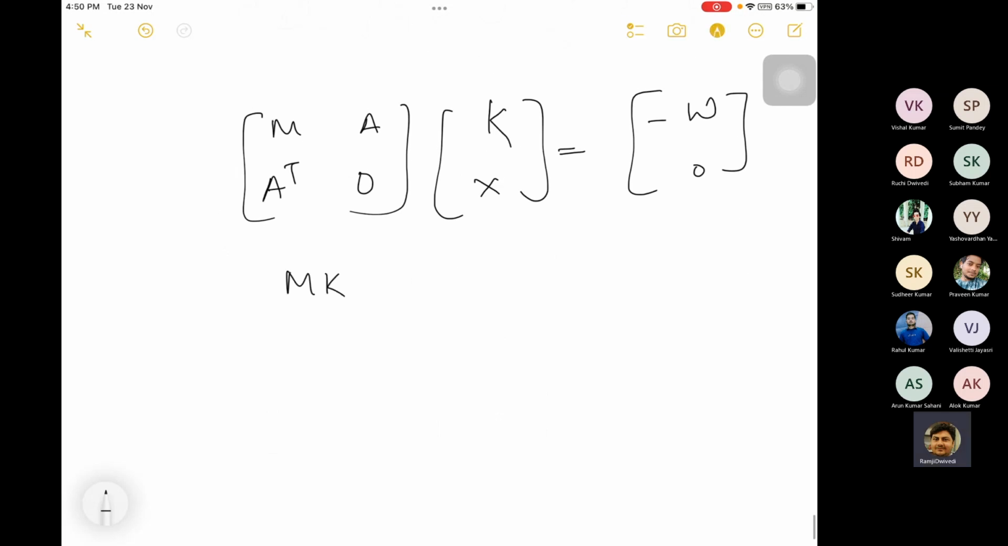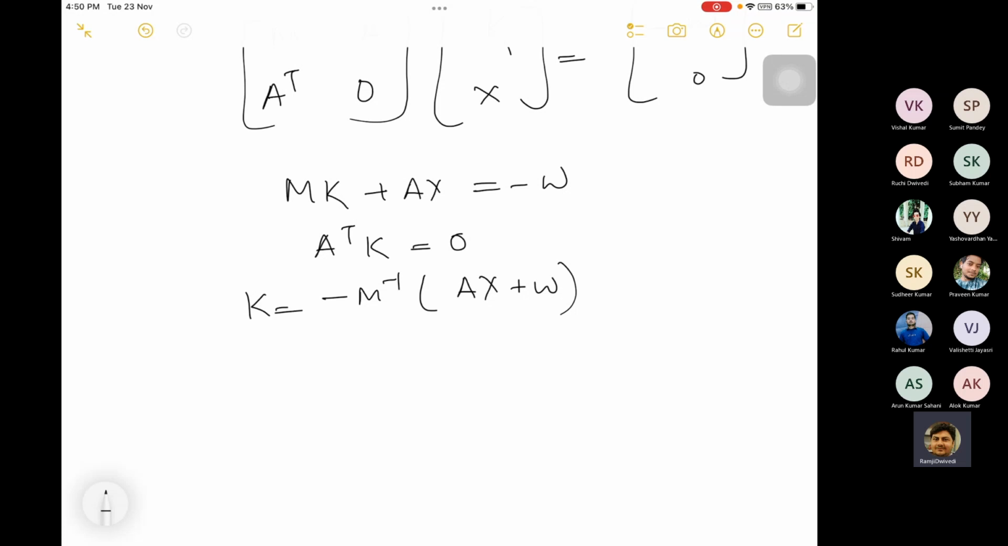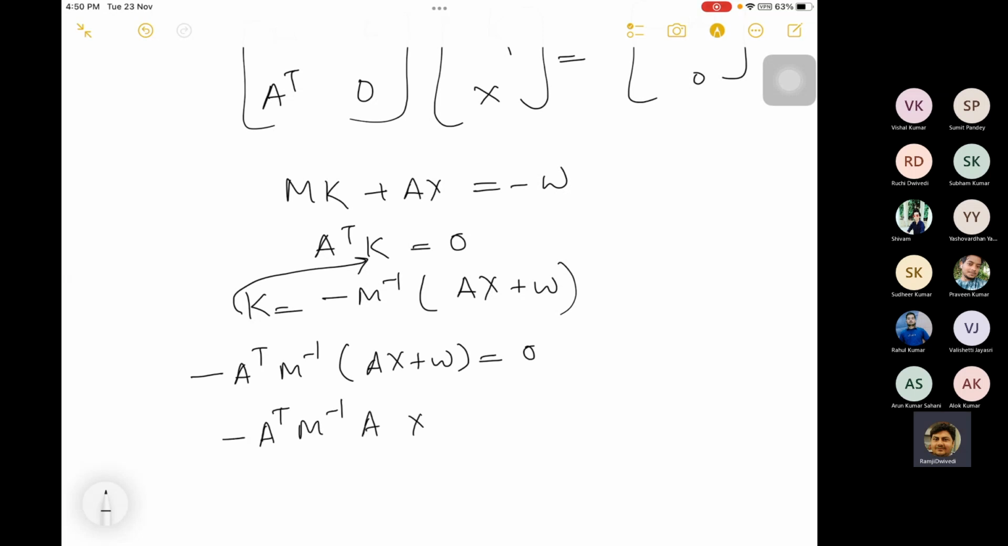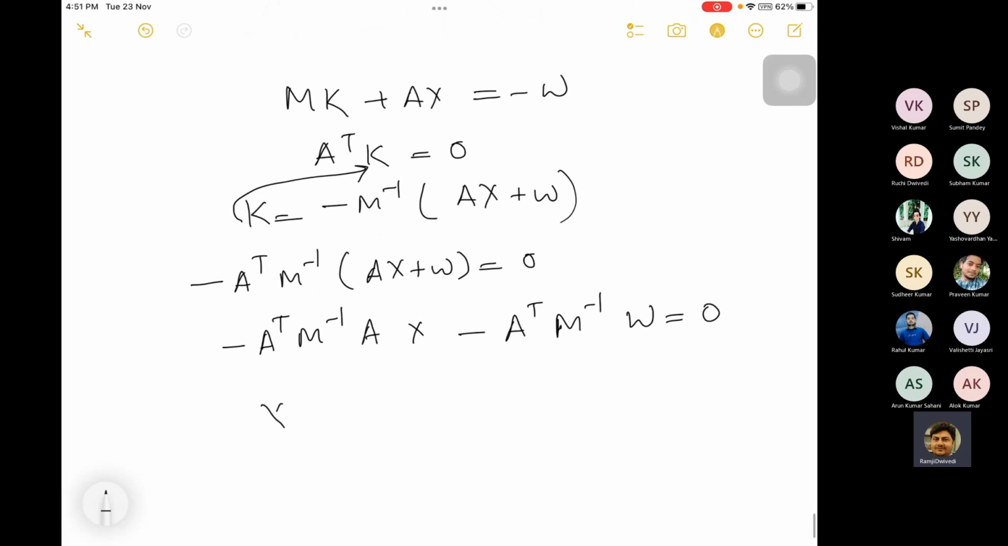So MK plus AX is equal to minus W, one equation. And the second equation is A transpose K is equal to zero. So K is minus M inverse AX plus W. And you put K here: minus A transpose M inverse AX plus W is equal to zero. Then minus A transpose M inverse AX minus A transpose M inverse W is equal to zero. Then X is nothing but minus A transpose M inverse A whole inverse A transpose M inverse W.